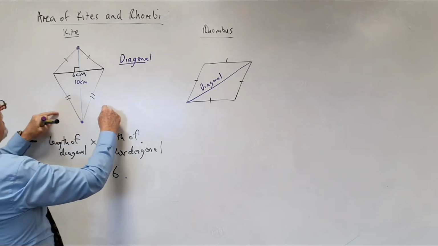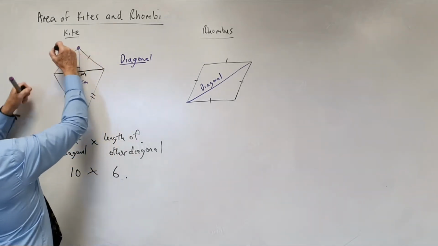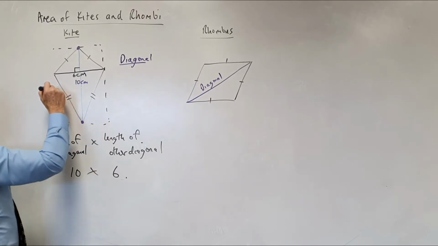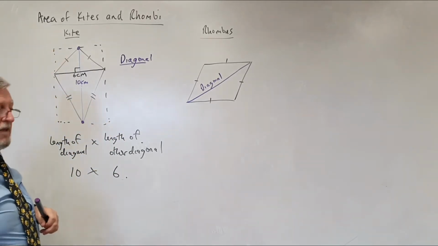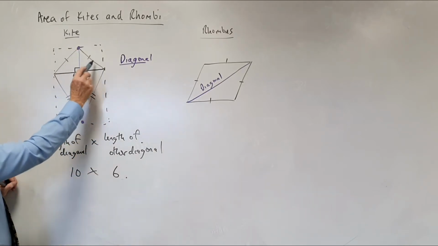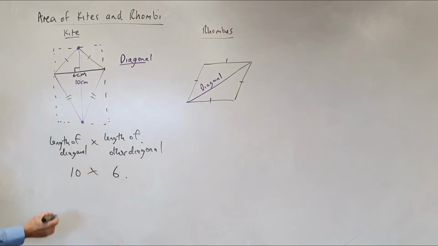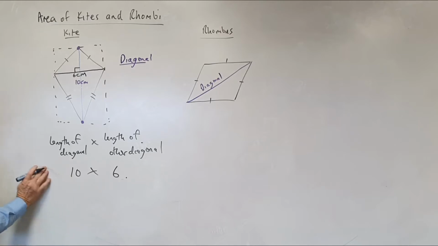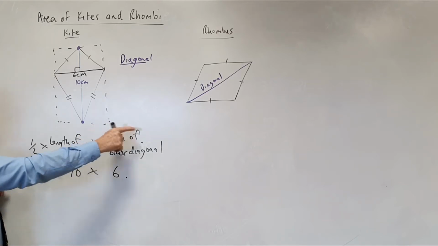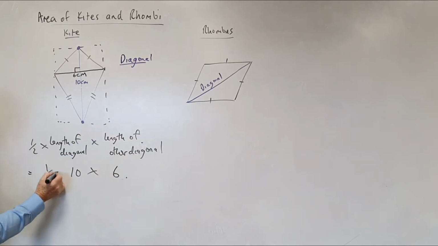Now I could do some mucking around with this shape. If I made it bigger, actually if I went all the way around here, we're back to rectangles again, just like with a lot of the other shapes, we're back to a rectangle. How much of the rectangle do I have in the kite? Magic numbers again, we're back to a half. So what are we going to do? We've got a half of the length of one of the diagonals multiplied by the length of the other one. So that's just a half of that.